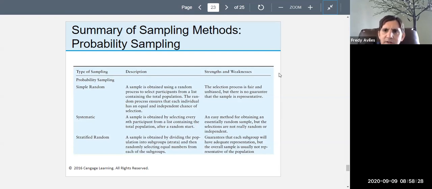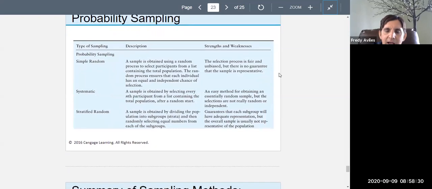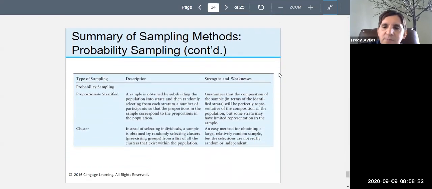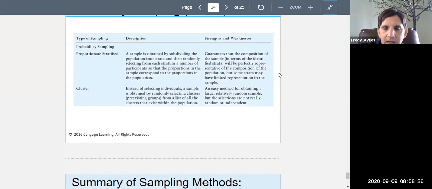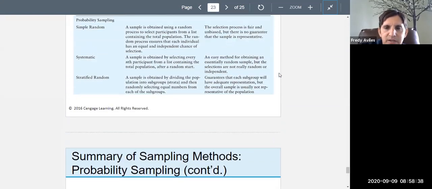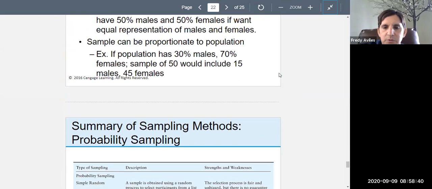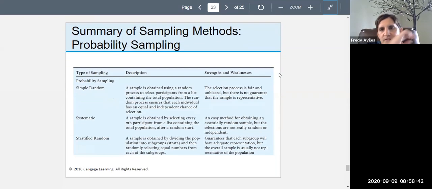Here's just a summary of the sampling methods, and I just talked about them, so I'm not going to go over that, but there's some tables here that you can look at on your own if you want a quick summary of each, because we talked about a lot of things and maybe you're confused about what the difference is. But there it is.